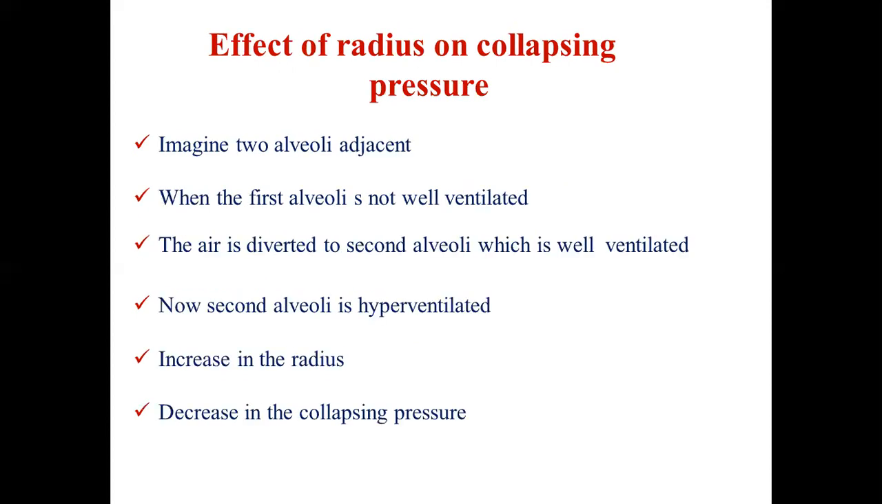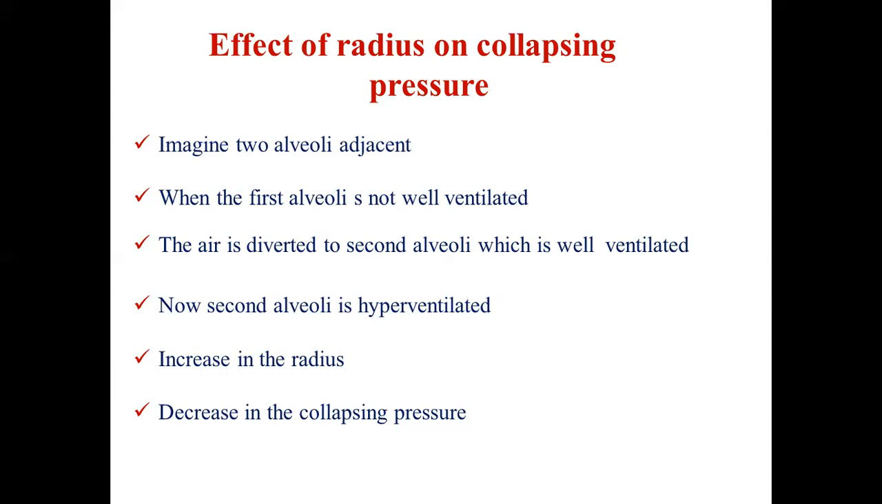Now imagine there are again two alveoli. When the first alveolus is not well ventilated, the air is diverted to the second alveolus, which is well ventilated. So nearby there are two alveoli: one is small and not ventilated, the other is large and well ventilated. The ventilation that was meant for the small first alveolus is now diverted to the well ventilated one. That increases the size of the second alveolus, it becomes hyperventilated, and its radius increases. So that also decreases its collapsing pressure.